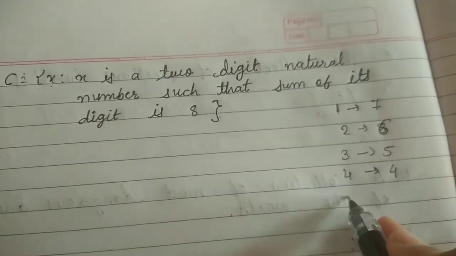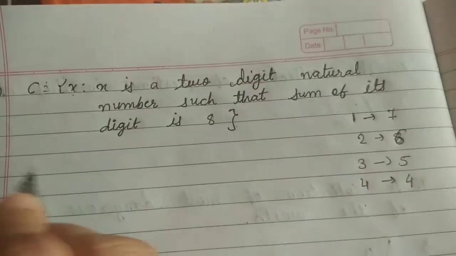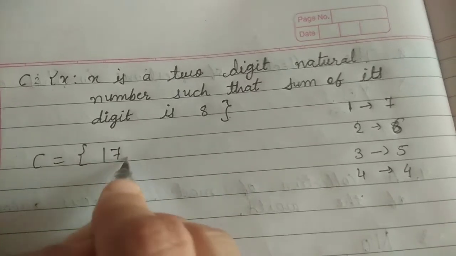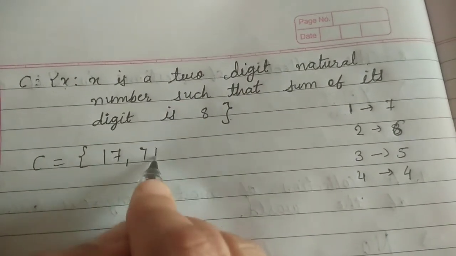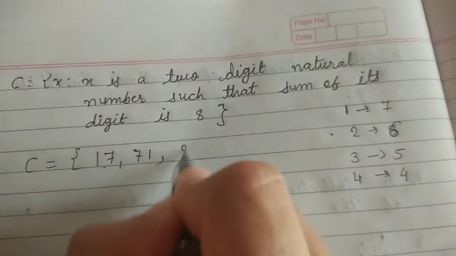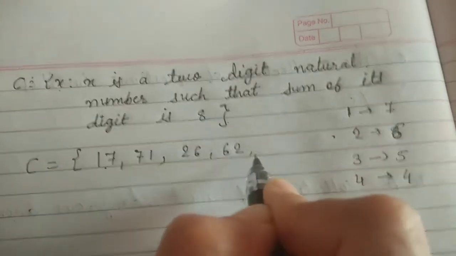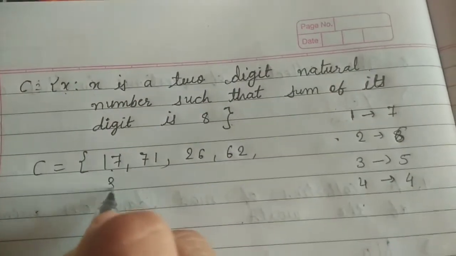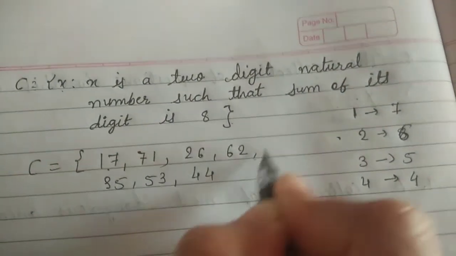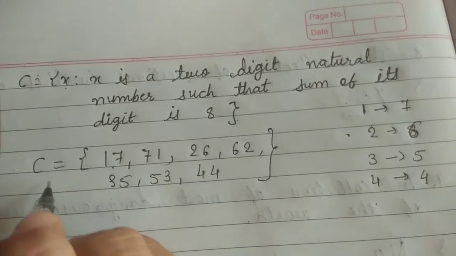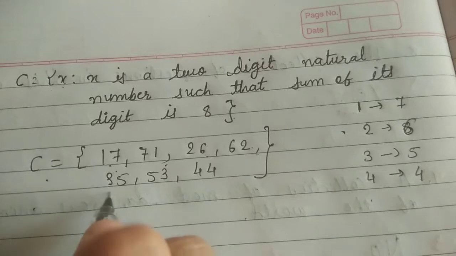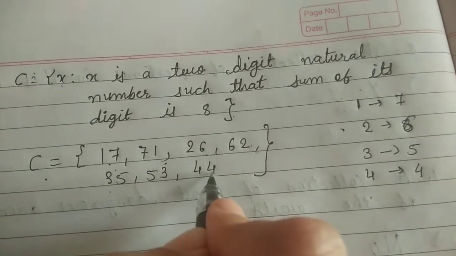Then if I write down 6, then it will be here. So now how many 2-digit natural numbers will there be? If we write 17, then the other will be 71, right? 17 and 71. Then 26 and 62. Then 35 and 53. Then 44. So this is our set, students. Set C: 17, 71, 26, 62, 35, 53 and 44.